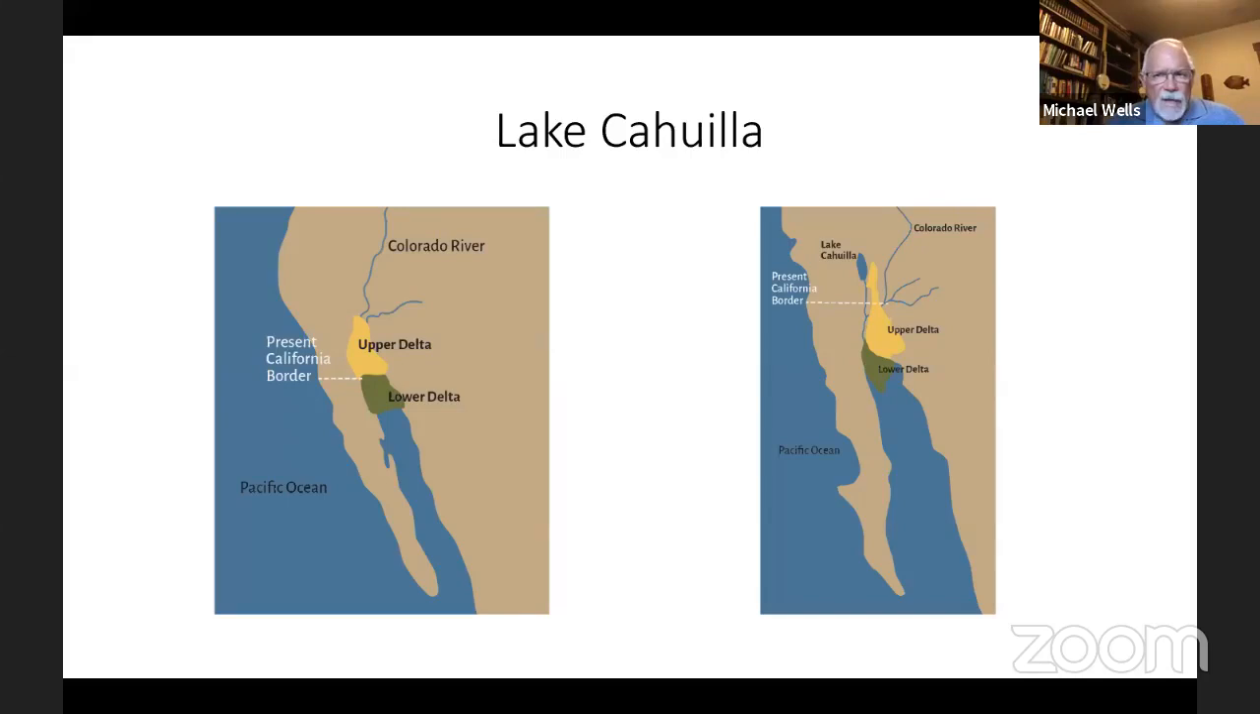And probably the latest time was during the 17th century. So basically, we just missed the last incarnation of Lake Cahuilla, but we believe that it existed there at least 4 times since the end of the Pleistocene, since the end of the ice ages.